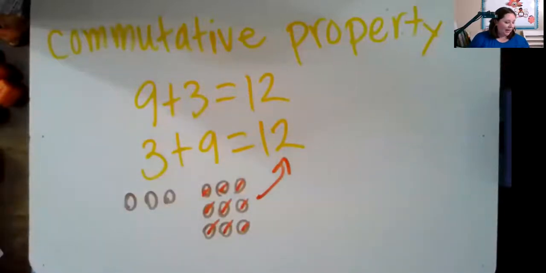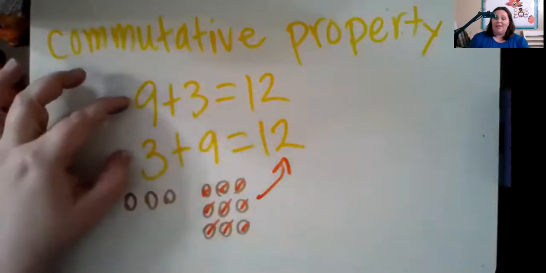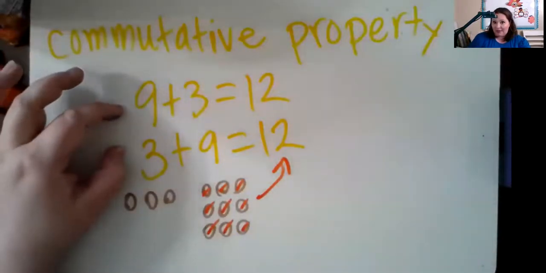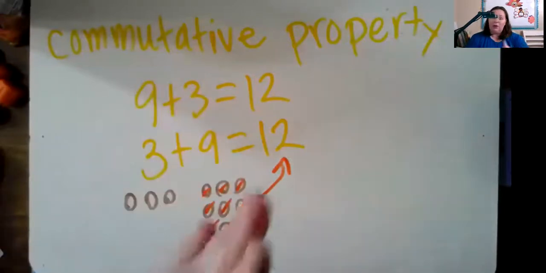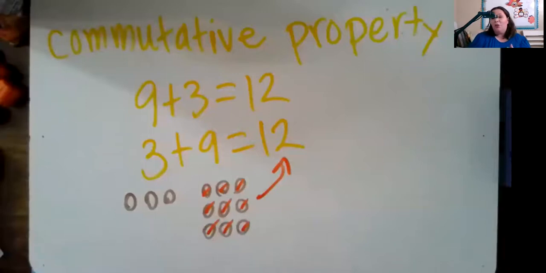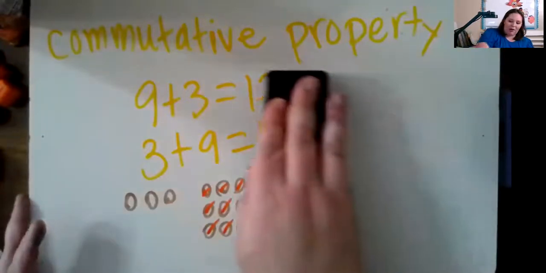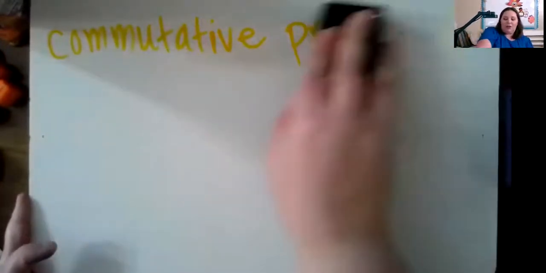Another name for these is related facts. Related, like there's some kind of connection. Like I am related to Lynn. You are related to your parents. You are related to your siblings. You are related to your cousins. There's some kind of connection, okay? So that's what a related fact is. That's one with the commutative property.